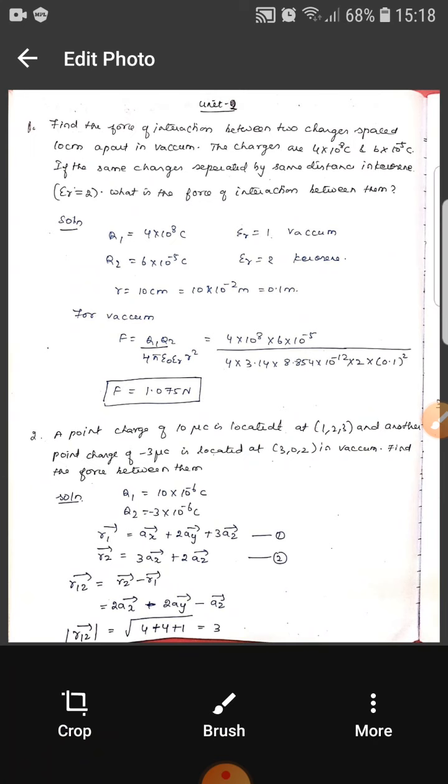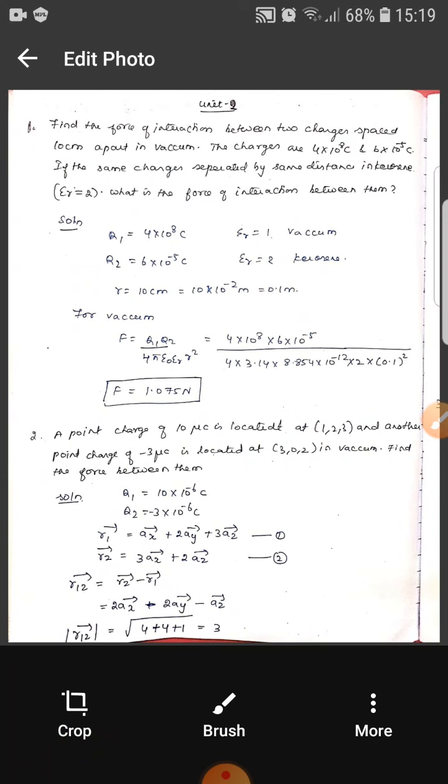The charges are 4 into 10 to the power 8 coulomb and 6 into 10 to the power minus 5 coulomb. If the same charges separated by the same distance in kerosene, what is the force of interaction between them? Start with the solution. Q1 is given in the problem, which is equal to 4 into 10 to the power 8 coulomb. Q2 is equal to 6 into 10 to the power minus 5 coulomb. And next, epsilon R is equal to 1 for vacuum and epsilon R is equal to 2 for kerosene.